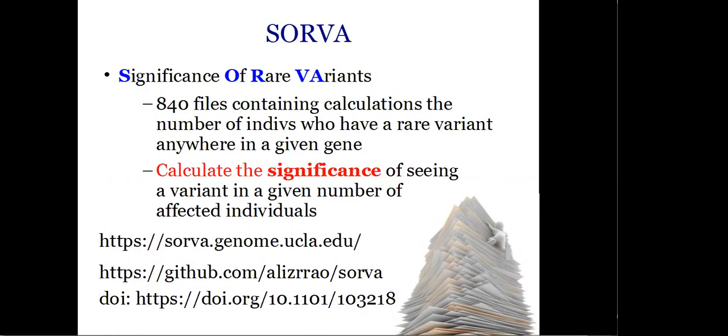Obviously, browsing manually through these 840 files would be pretty cumbersome. So I've created a web tool, which is found at this first web URL, where you can simply enter your variant filtering criteria in a web form, and it'll give you the population level frequency for the individuals, as well as allow you to calculate your p-value. And I'll give you a demo in a few slides.